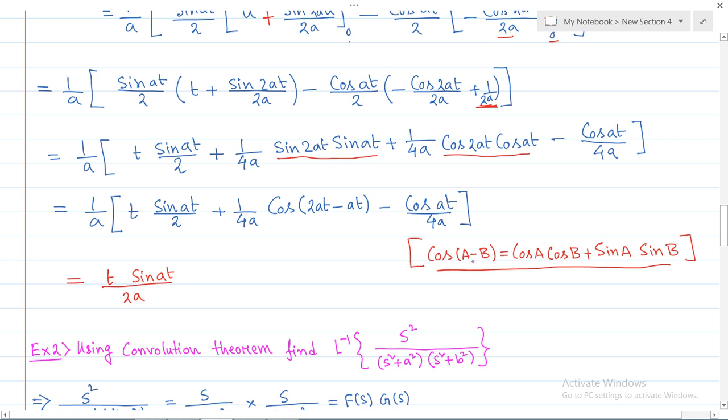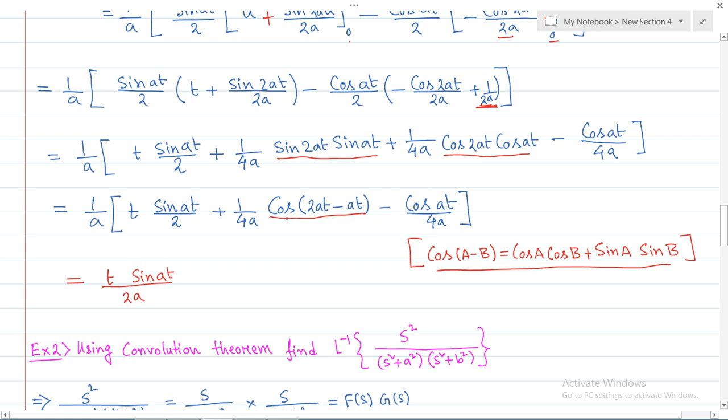What is cos of a minus b? That is cos a cos b plus sin a sin b. So the compact form is cos of a minus b. So here a is our 2at, b is our at. So cos of a minus b will come as 1 by 4a cos of (2at minus at).